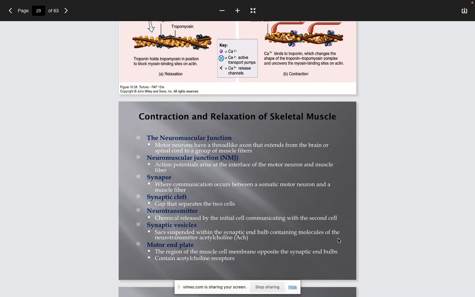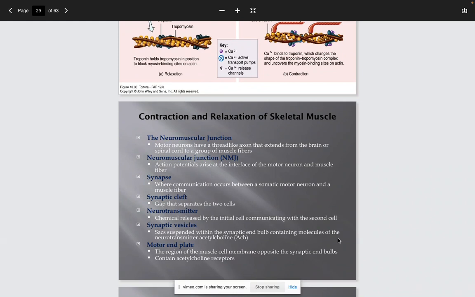The motor neurons have thread-like axons, and axons just carry action potentials. So this either extends from the brain or the spinal cord to a group of muscle fibers. Okay, so action potentials arise at the interface of the motor neuron and the muscle fiber. So this is the neuromuscular junction.